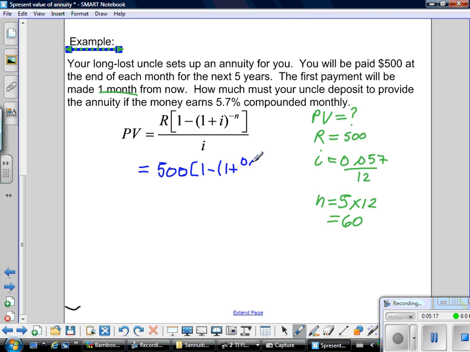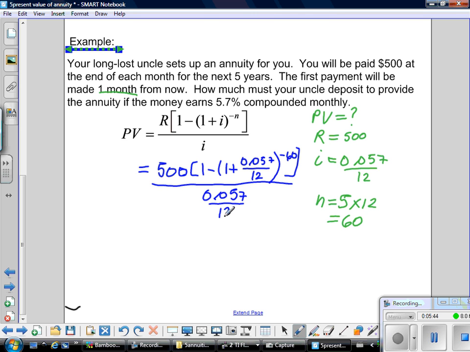Now notice I didn't calculate this 0.057 divided by 12 because it's quite a little decimal and I didn't want to write down all the decimals. So to me it's just as easy to do it this way. Now remember it has to be to the negative power of 60, and on the bottom again I have to do the 0.057 divided by 12.